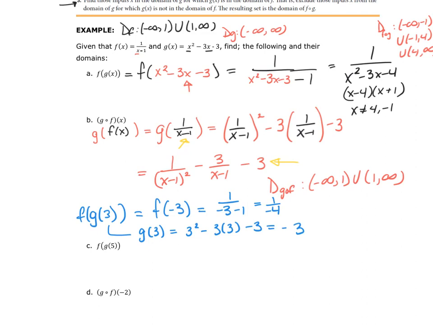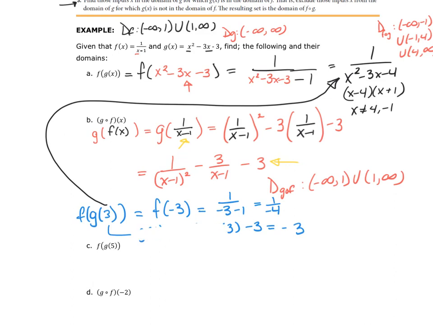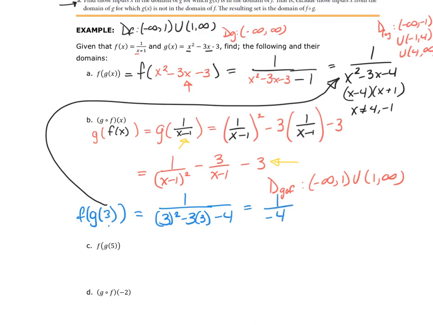But I could have done it by putting it into here. I could have done this exact same thing by putting it into that composition, because I already did the composition. So if I have already done the composition, then what I'm really asked to do is put positive 3 in there. When I put 3 in there, I get 1 over 3 squared minus 3 times 3 minus 4. So I have 1 over negative 4.